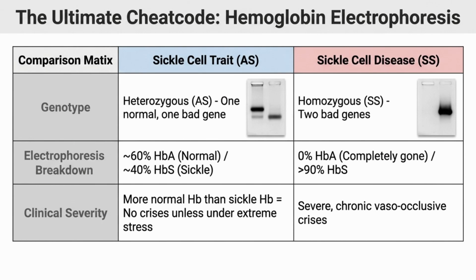Sickle cell disease, or SS. The genotype is homozygous, two bad genes. Electrophoresis shows 0% HbA. It is completely gone and over 90% HbS. This leads to severe chronic vaso-occlusive crises.